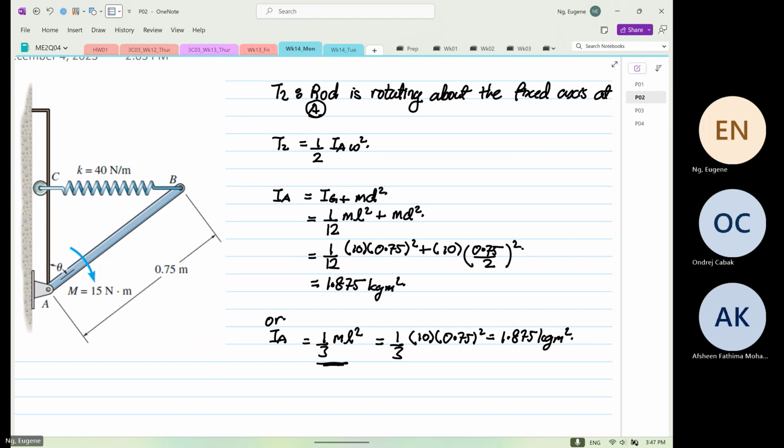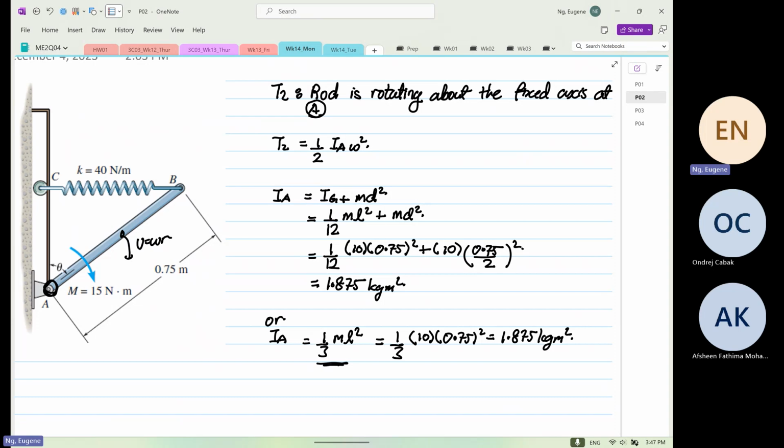No. The rod is rotating about a fixed axis, and this is also known as the instantaneous center. So there's no velocity component. The center of gravity has a velocity, but it's taken over by V equal to omega R. So it's rotating about a fixed axis.